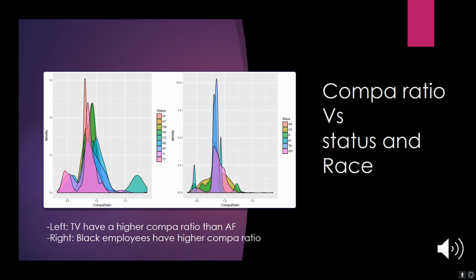On this particular slide, we can see that the term voluntary employees, which is the TV status, have a higher Compa ratio than active full-time employees. And although white employees are the majority in the corporate office, they don't have a higher Compa ratio. In fact, black employees have a higher Compa ratio than white employees.